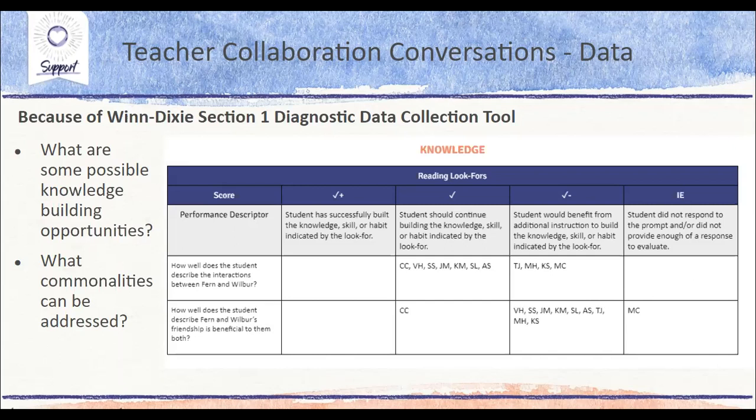But yes, if we look specifically at this data, we see that we have a group of students in that second column, and we also have another group of students in that third column. So honing in on that and looking specifically at the knowledge and skills that these students were able to show, we can see that this data shows that there's a group of students that need support with building their knowledge around Fern and Wilbur's relationship.